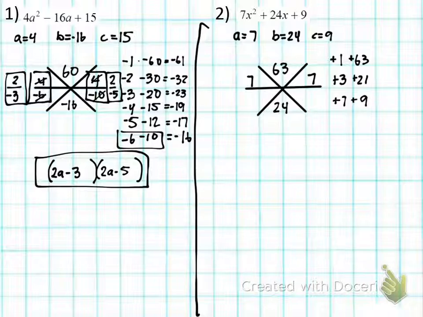Out of these 3, I'm noticing that if I were to add these two, it equals 64. That doesn't work. These 2 add up to 24. Okay, so 24 is what we're looking for right here. So we're going to use 3 and 21.